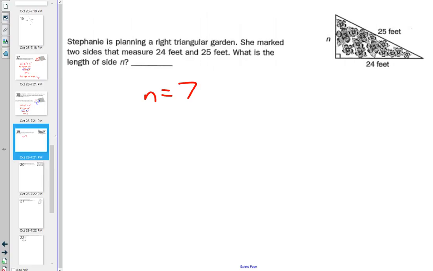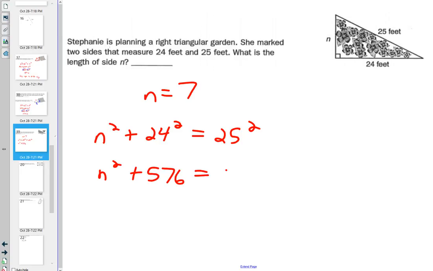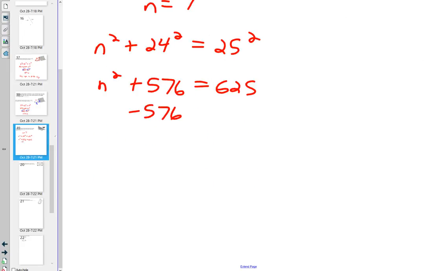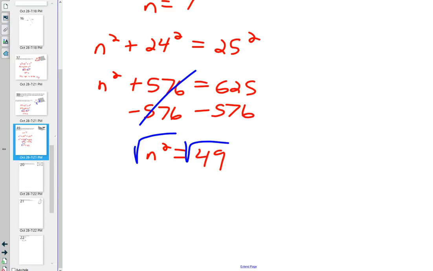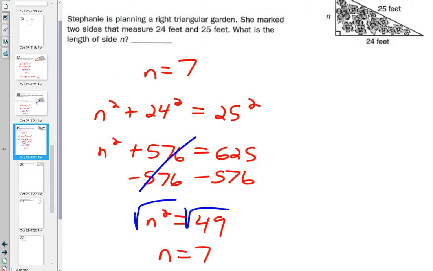7, 24, 25, but let's prove it anyways. So N squared plus 24 squared is equal to 25 squared. N squared plus, is that 576? Yes. Plus 576 is equal to 625. Now to get the N by itself, we got to do minus 576 on both sides. So N squared is equal to 49. And then when you look at that, we can write how long N is. N is equal to 7.